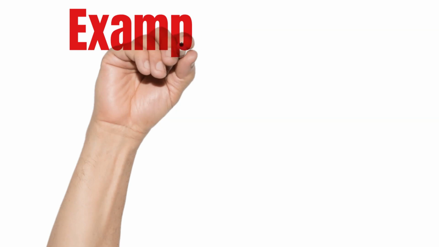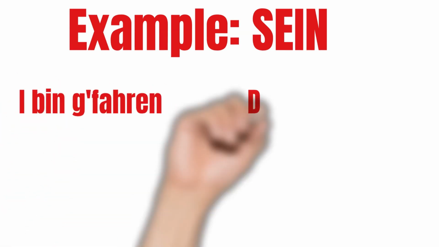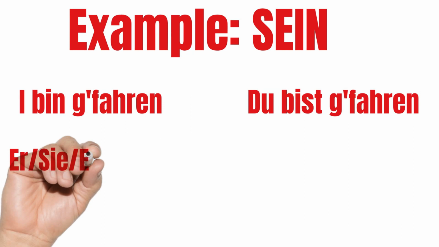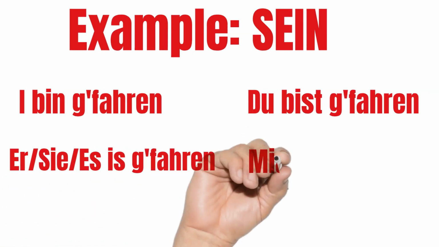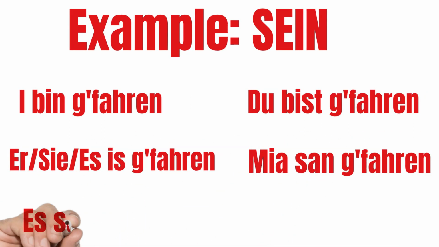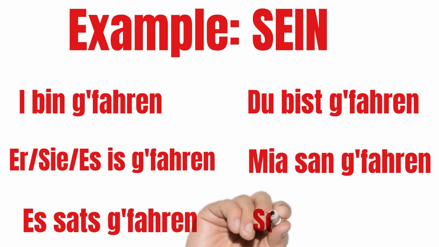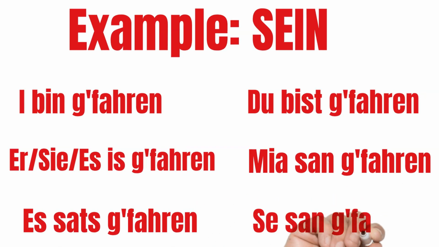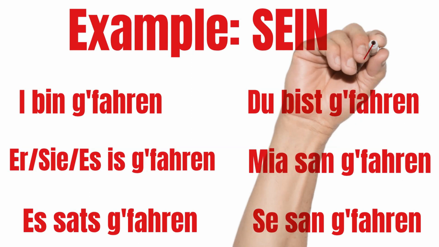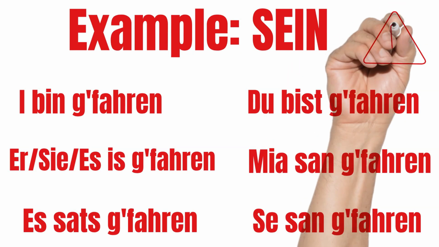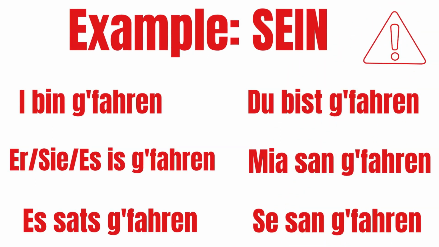Now let's turn to an example with the verb sein. For instance, I have driven. Ich bin gefahren, du bist gefahren, sie, es ist gefahren, wir sind gefahren, es seids gefahren, sie sind gefahren. Again, the verb sein changes, but the third form stays constant.